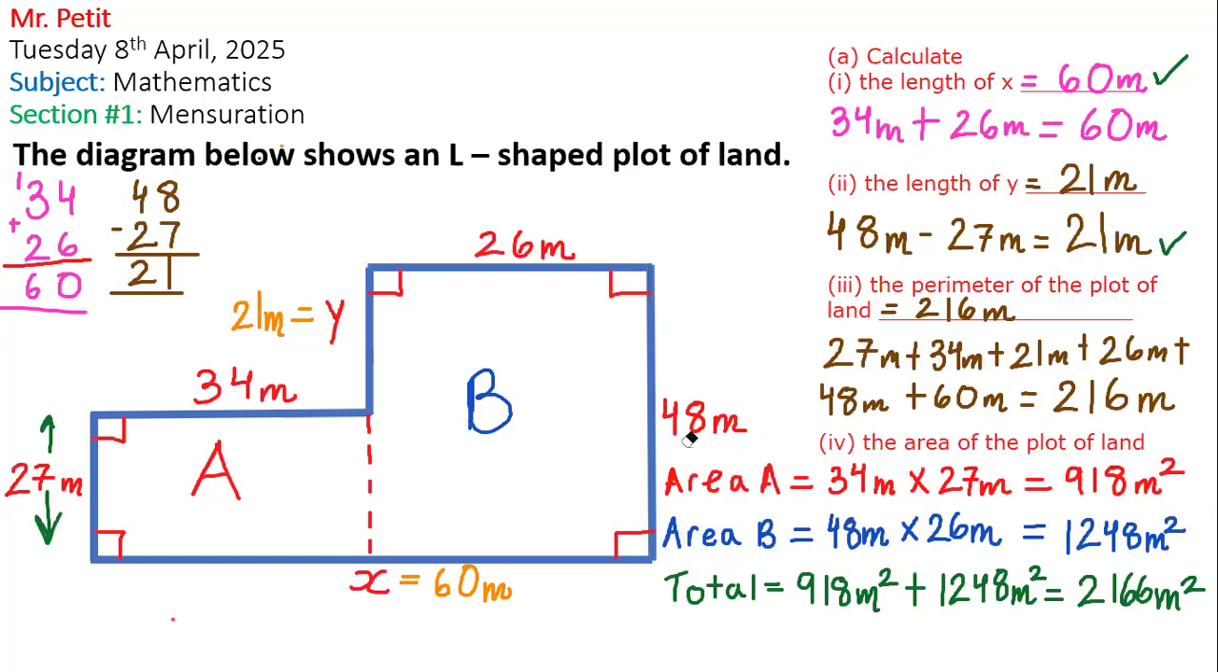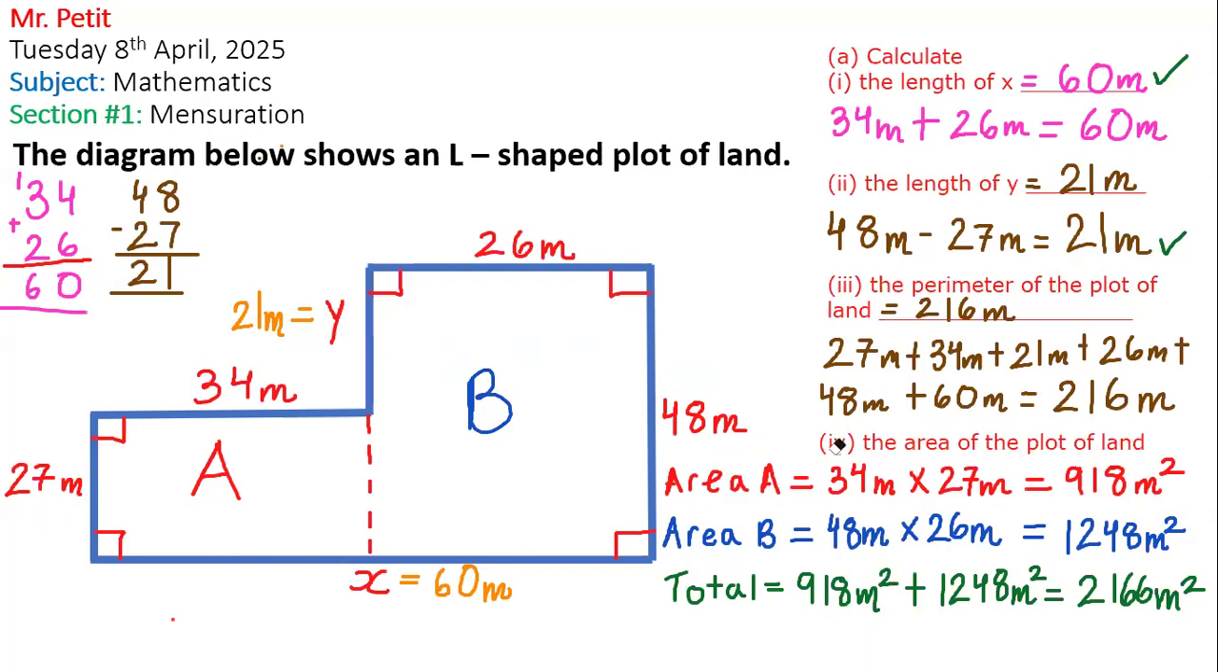what I'm going to do now is say, okay, what's the perimeter? The perimeter is going to be the sum. It's going to be adding all of them together. So 27 plus 34 plus 21 plus 26 plus 48 plus 30. Add all of them together, and that's going to give you 216. Okay, that's 216 meters. And then we want the area of the plot of land.